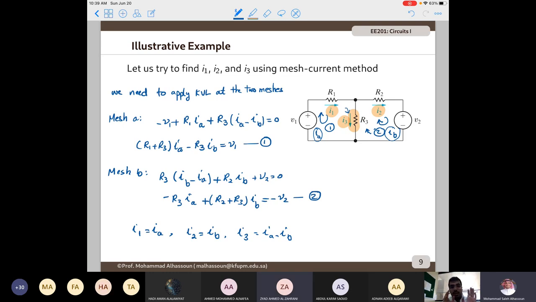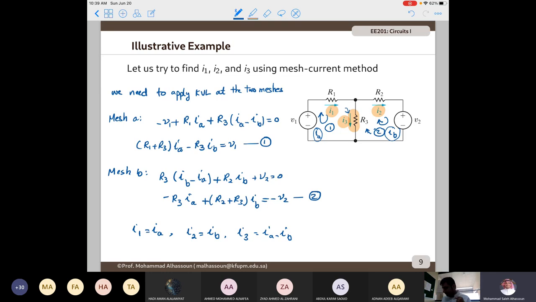Shabab, please raise your hand. If you ask questions without raising your hand, it will not be counted as part of participation. Okay, yes, go ahead, Ziad. If we choose the direction for the meshes, all of them should be the same? Yes, usually. This will make it easy for you when you invert the equation. Otherwise, it wouldn't matter as long as you apply KVL, but this will make it easy. So we prefer to use clockwise direction.